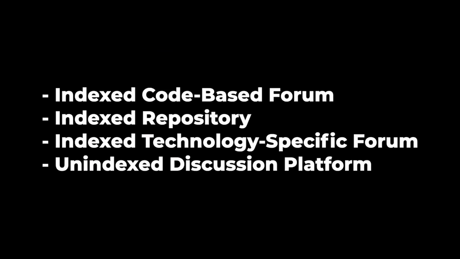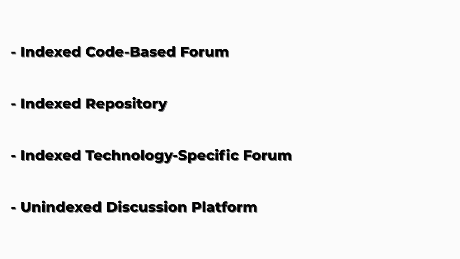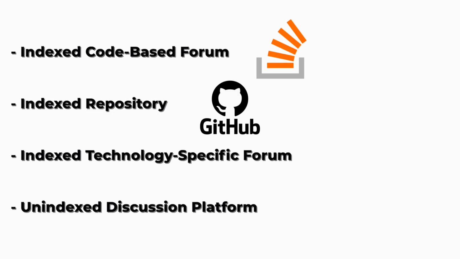Got it? Good. Before even asking your question, though, we should learn where is going to be the best place to ask this. And this is why I've categorized 4 different types of forums and QA sites. Feel free to pause to read them over. And here are some specific examples of each one of these. Indexed code-based forums like Stack Overflow, indexed repositories like GitHub issues, indexed technology-specific forums like r/ethdev, or unindexed discussion platforms like a Chainlink Discord.